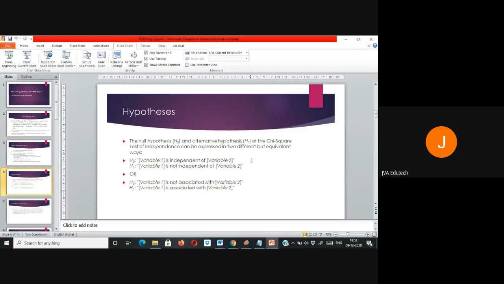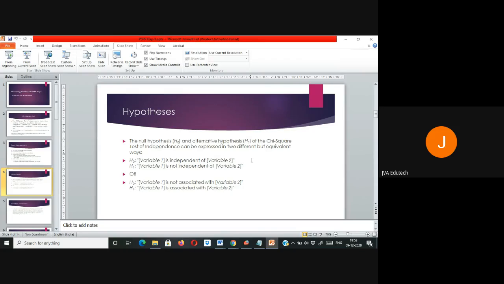Now the hypothesis in case of chi-square is that the null hypothesis could be that variable 1 is independent of variable 2, and the alternate is that variable 1 is not independent of variable 2. Or you can write like this, that variable 1 is not associated with variable 2, and alternate, variable 1 is associated with variable 2. Since it is a test of association, you will not write whether a significant difference exists or not. Here you will write whether there is a significant association between both the variables or not.